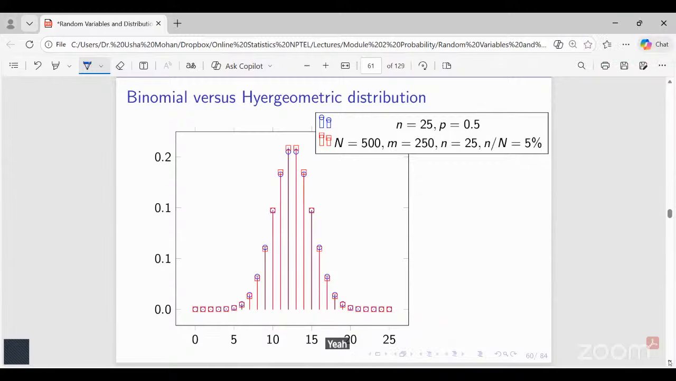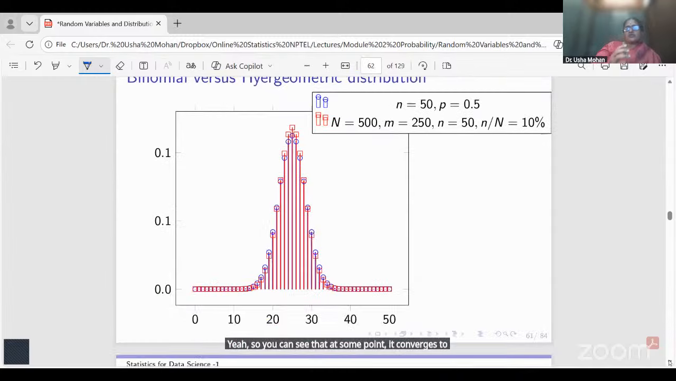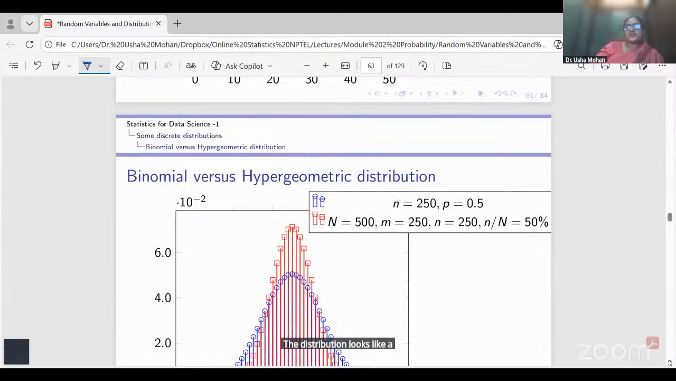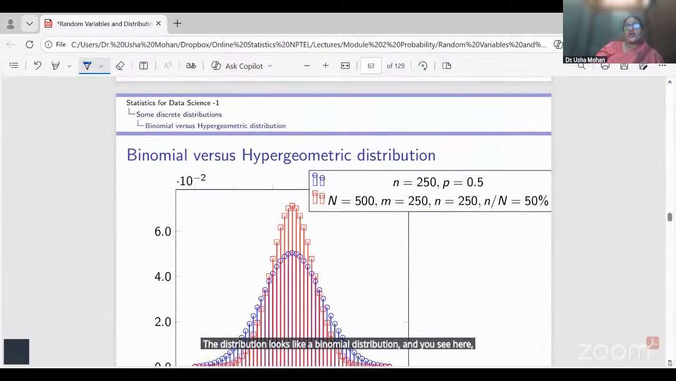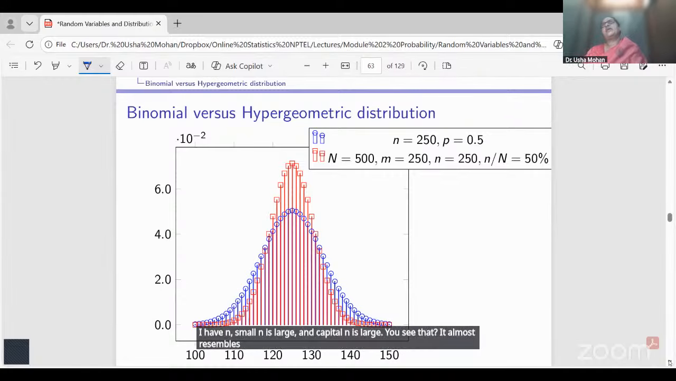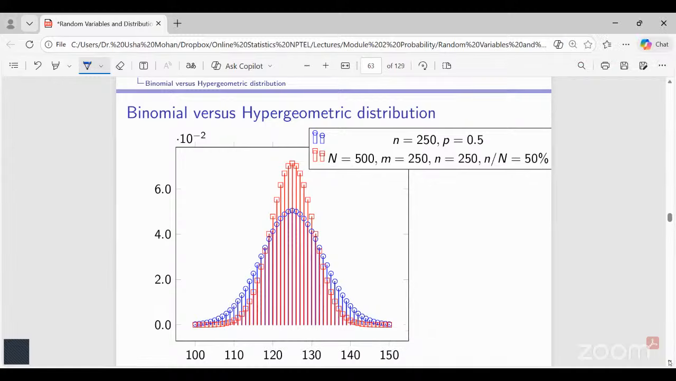So you can see that at some point it converges to a binomial. Depending on capital N, if N is sufficiently large, the distribution looks like a binomial distribution. And here, when both small n and capital N are large, it almost resembles what we call a bell curve. You'll be learning more about the bell curve in statistics too, but this is something that you need to observe. Is this clear?